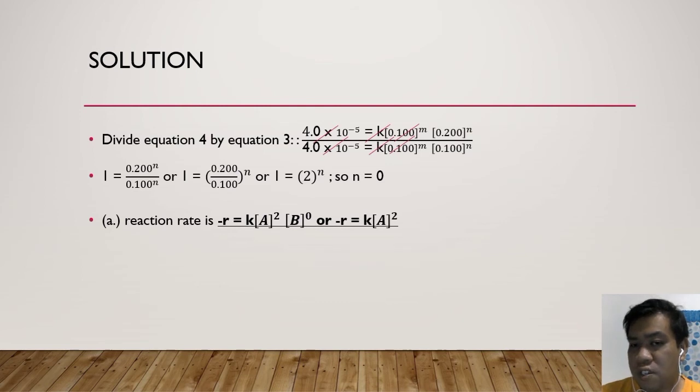So our answer for letter A is the reaction rate, or reaction law. Negative r is equal to k times the concentration of A raised to 2 times the quantity of B raised to 0, or negative r is equal to k times the quantity of A raised to 2. And for this answer, the exponents here, 2 and 0, represent the order of reactants A and B.